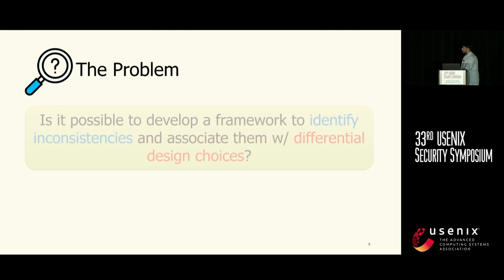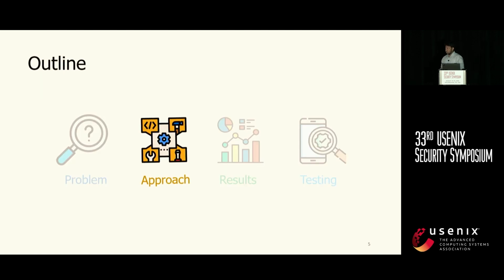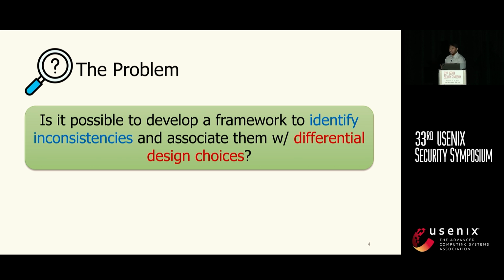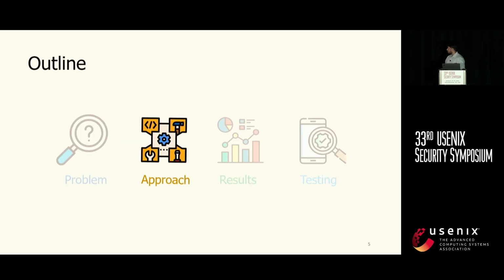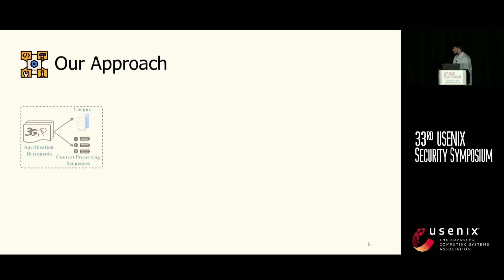So our question here is: is it possible to devise an automatic framework that can identify inconsistencies, and later we can map them to device implementations or differential design choices? Let's look at our approach. Our approach is mostly motivated by natural language processing, so we use language models here. We first take the specification documents from the 3GPP archive and build our corpus on that. There is a parallel processing here: we also take the context preserving sequences. Please take a look at our paper to know more about the context preserving sequences.